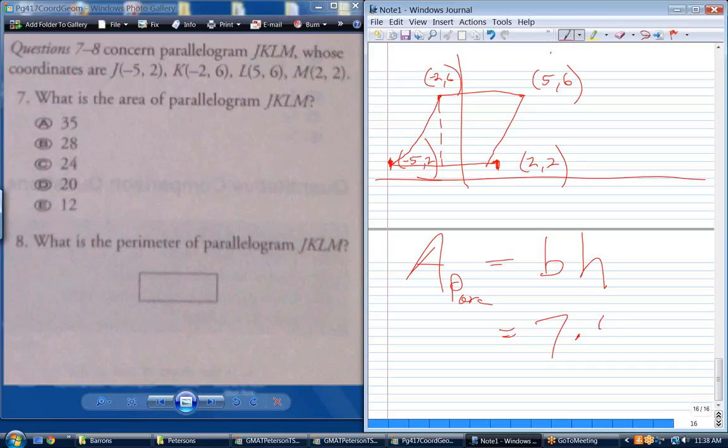4? Uh-huh. 28. Yep. Now, if we were to answer 8, what's the perimeter of that? Then we would have to use, we know this is 7, we know that's 7. 14. We would need to figure out what this distance is here. But then you would just use the distance formula.